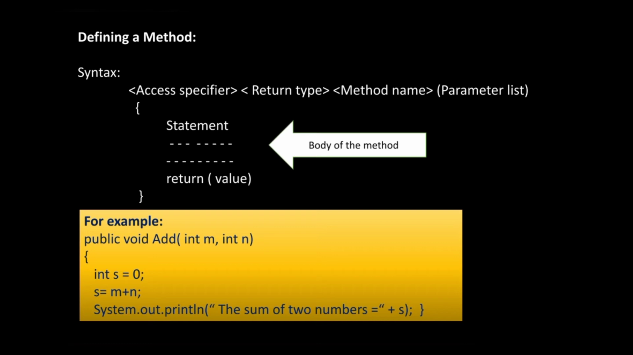Next one, function prototype. A function prototype is the first line of a function definition. It includes access specifier, return type, method name, and the list of parameters. For example, public void add(int m, int n). Function signature. Function signature is concerned mainly with the numbers and the data types of the arguments. For example, add(int m, int n).